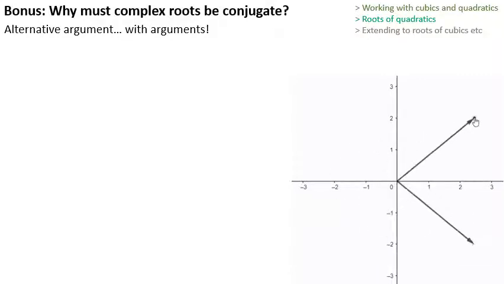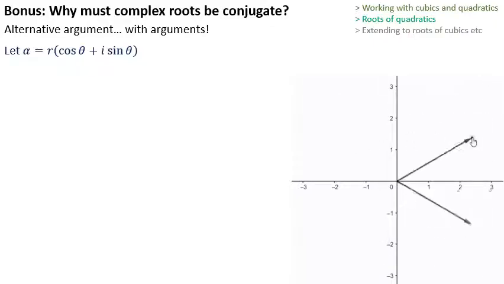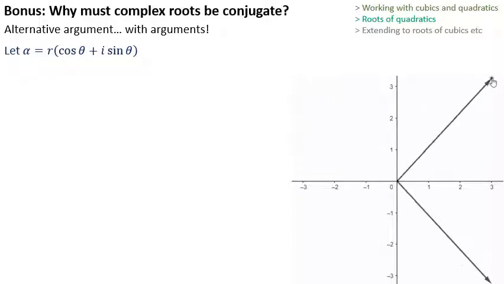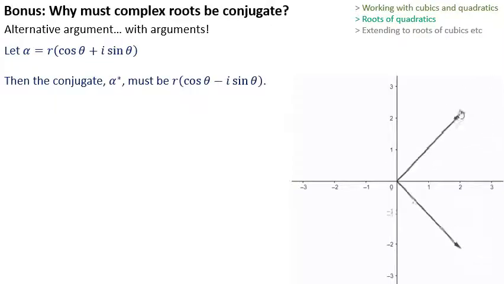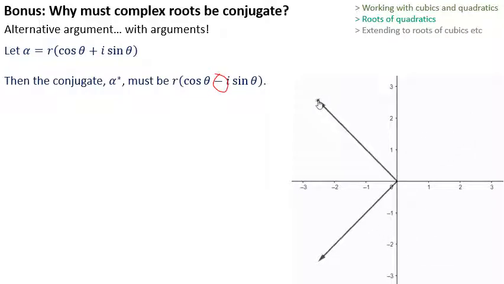Because the real component's always the same, the imaginary component is the exact negative. If we write our complex number in modulus argument form, r times cos theta plus i sine theta. Remember, this just means a complex number with a size, a modulus, of r, and an argument, an angle with a positive real line, of theta. If we do that, then the conjugate has to be r cos theta minus i sine theta. We've just got a negative sign in there because the imaginary component is the negative of what it was.